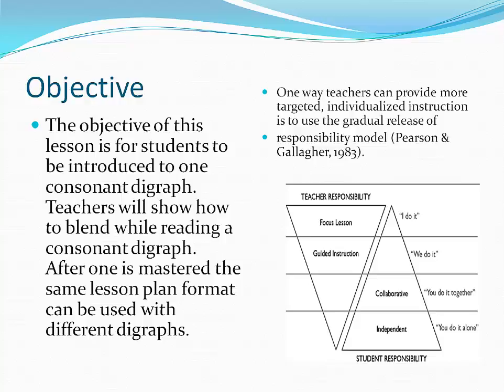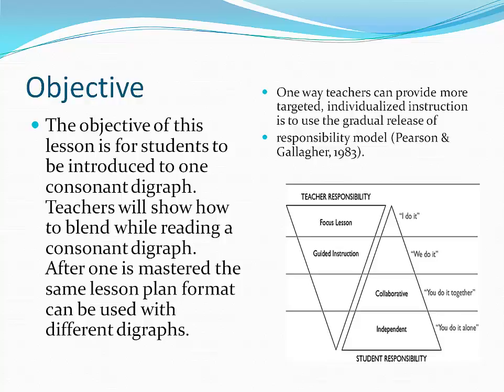The objective of this lesson is for students to be introduced to one consonant digraph. Teachers will show how to blend while reading a consonant digraph. After one is mastered, the same lesson plan format can be used with different digraphs. For example, in this lesson we will focus on the digraph SH, but after your students have mastered SH, you can move on to other digraphs such as CH, WH, etc.